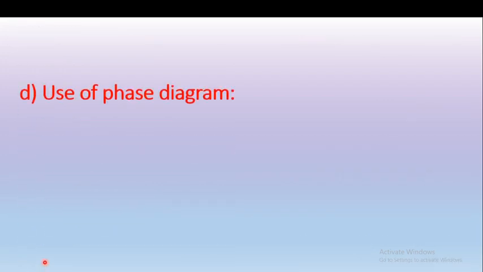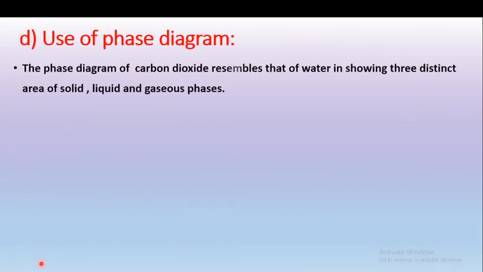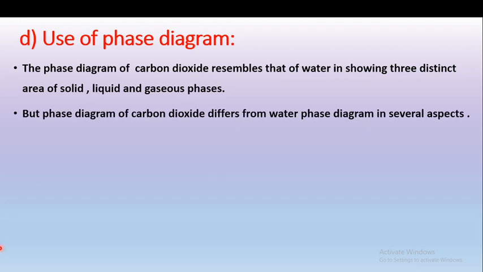Next, we have to study the use of a phase diagram. So what is the use of phase diagram for carbon dioxide system? The phase diagram of carbon dioxide resembles that of water, showing three distinct areas, that is solid, liquid and gaseous phase, like the water system. We have already studied the water system, but the phase diagram of carbon dioxide differs from water in several aspects.